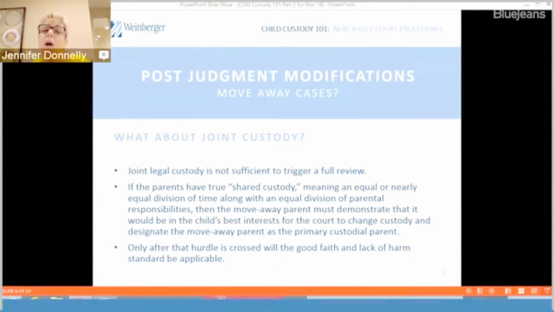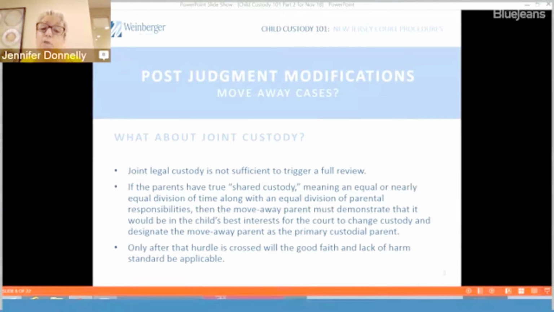So what about moving if you have joint custody of your child with your child's other parent? Well, having joint legal custody isn't really sufficient for the court to step in and say, okay, we have to now review custody from the beginning because mom's moving with the kid. Joint legal custody is not about day-to-day where the child is physically. Legal custody is more about decision making. So having joint legal custody is not going to trigger an entire review of custody by the court.